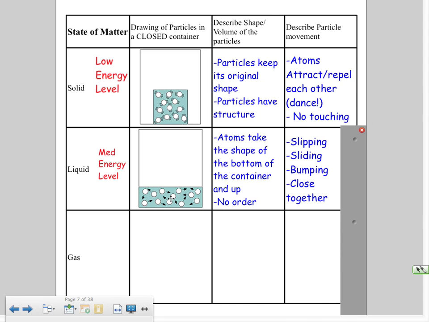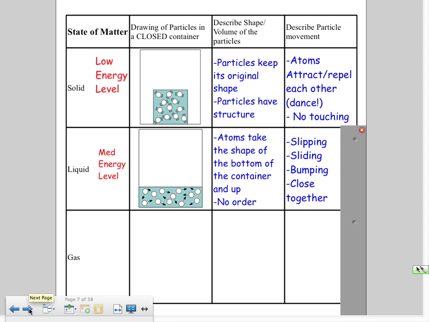The particles inside of the liquid slip and slide and bump. They are close together, but again, they don't per se touch. No atom really touches each other. They merely get close and they repel each other. But this is a little bit different because you'll notice that when you take a container with liquid and you move it side to side, it will always slosh to the direction that you're tipping the container.